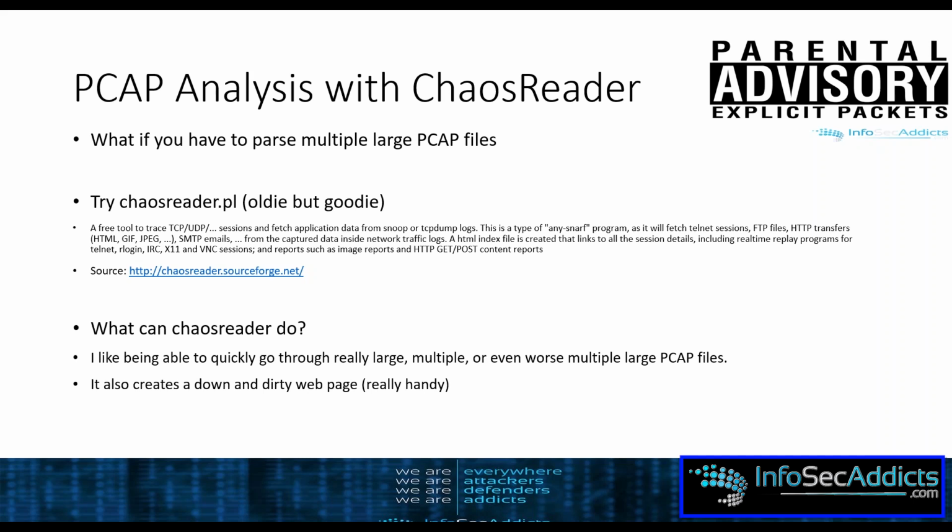So ChaosReader is a Perl script. It's ungodly old, but works well. It parses almost anything. So you can rip through a bunch of PCAP files and it'll break all these individual PCAP files into individual data streams sorted by source and destination IP address. So you can filter out all these individual PCAP files.